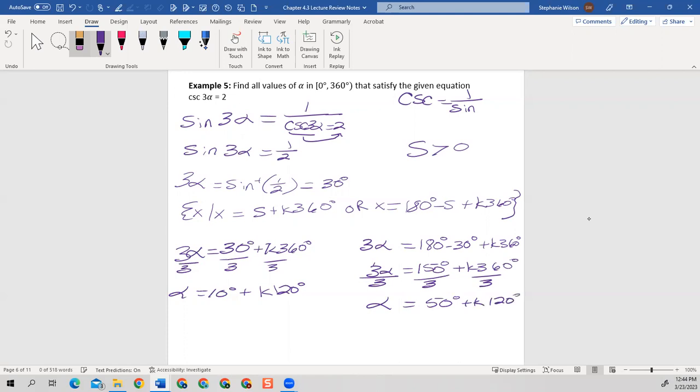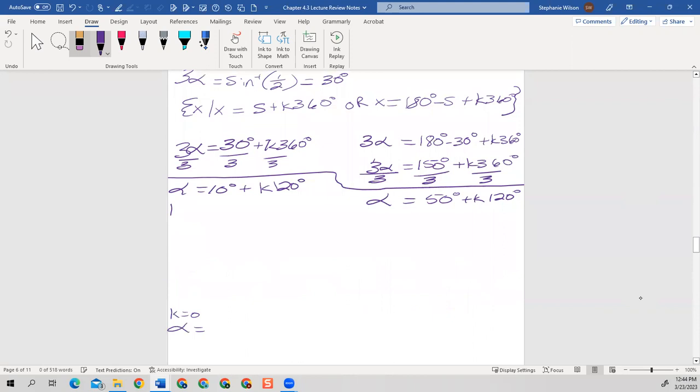Good deal. Now, this is what I want. I want these formulas, and we're going to start off with, it's going to let me scroll down. I want to find when K is equal to 0. Well, plug in 0. K is equal to 0. We know alpha is equal to 10 degrees.